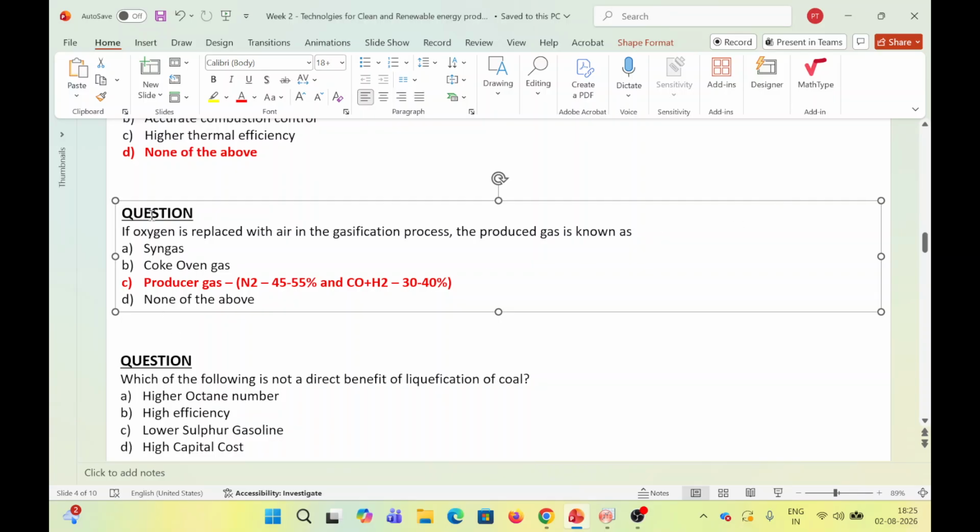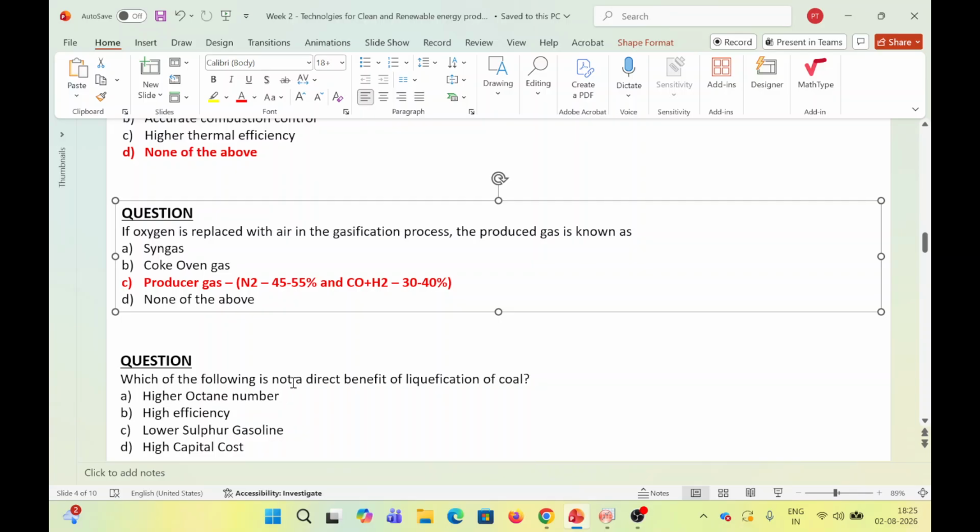Again, these two questions, any doubt so far? Or shall we progress to the next one? Because these are direct questions. Okay, so let's move on to the next one.